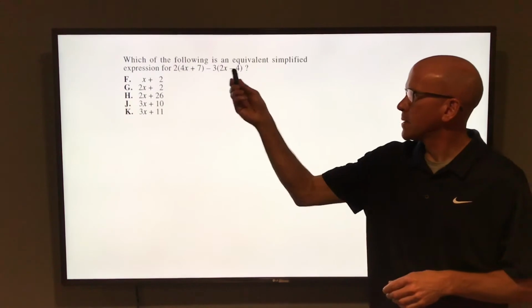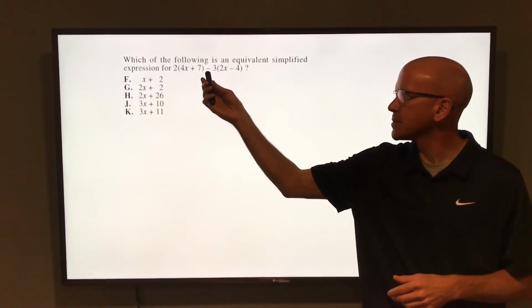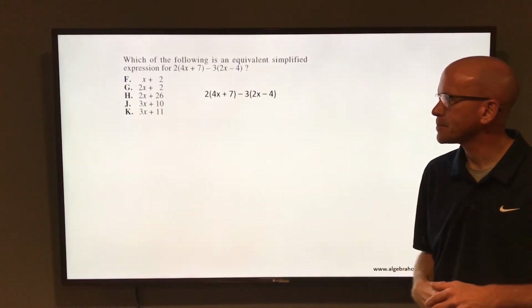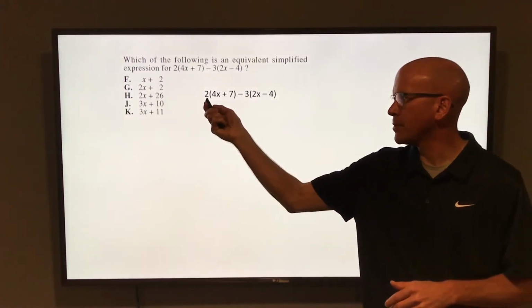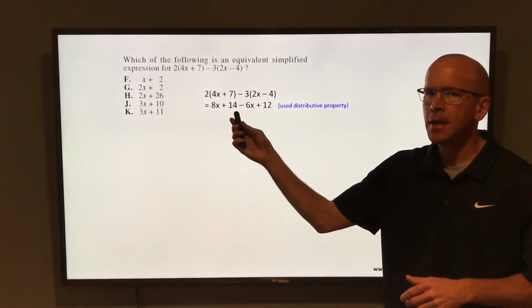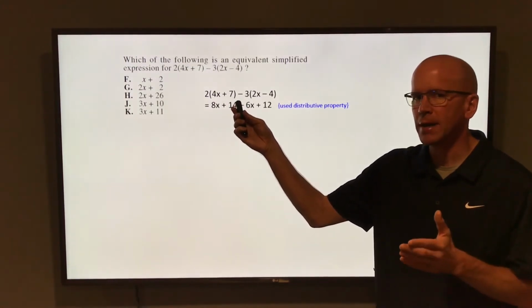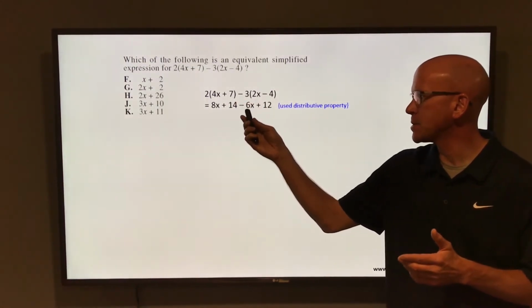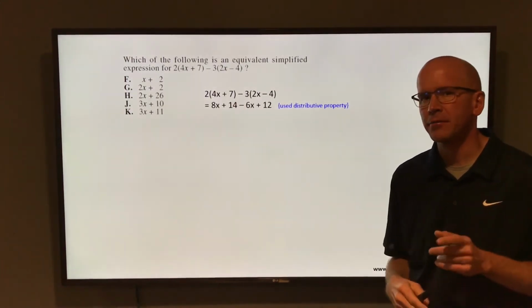Which of the following is an equivalent simplified expression for 2 times the quantity 4x plus 7 minus 3 times the quantity 2x minus 4? Just use the distributive property here and then combine the like terms. Distribute the 2: 2 times 4x is 8x, and then 2 times 7 is 14. And watch your signs on this next step. Distribute the -3, carry that negative sign with it. -3 times 2x is -6x, and -3 times -4 is +12.